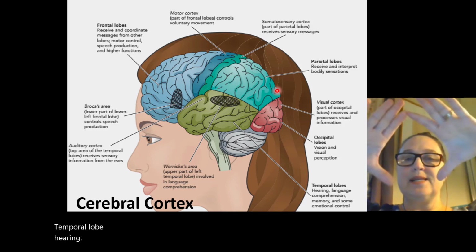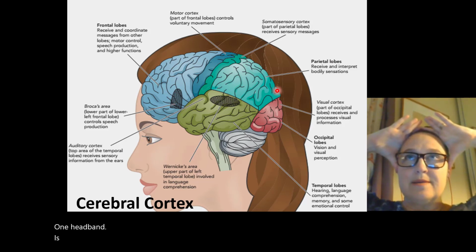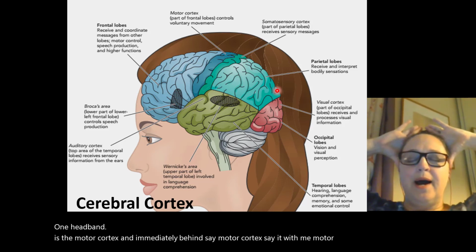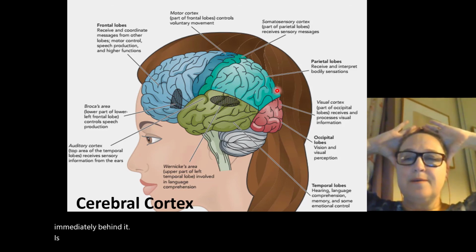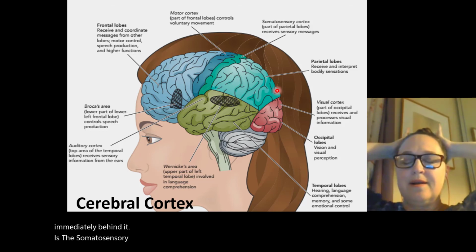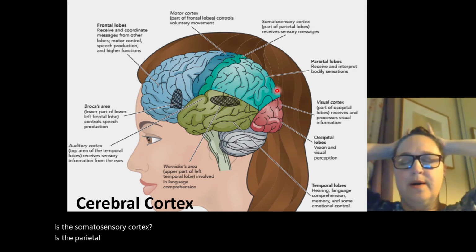Now we're going to go like this, and we have two headbands. One headband is the motor cortex. And immediately behind, say motor cortex, say it with me, motor cortex. And immediately behind it is the somatosensory cortex. And here is the parietal lobe. This is where you process bodily sensations.